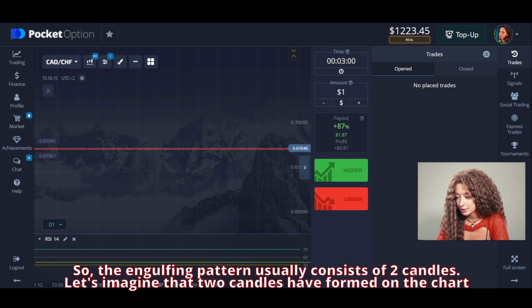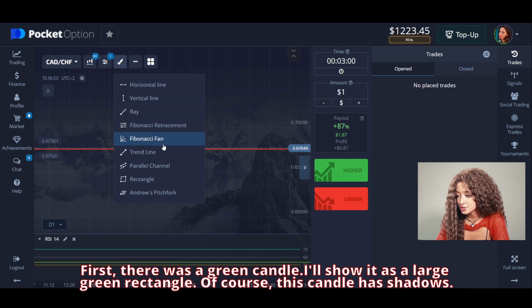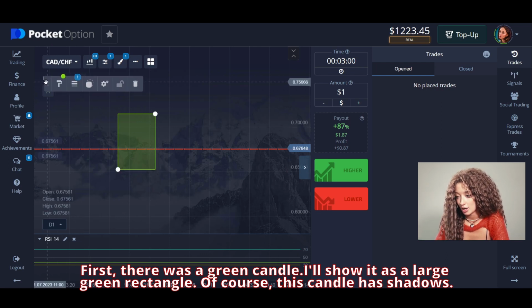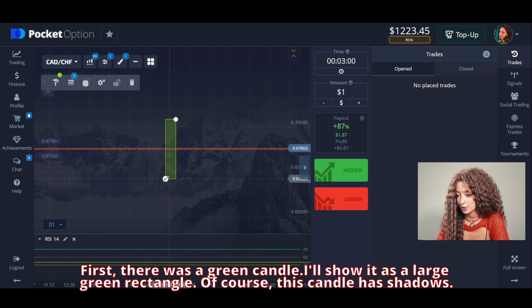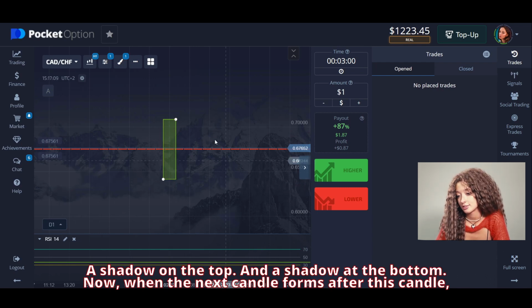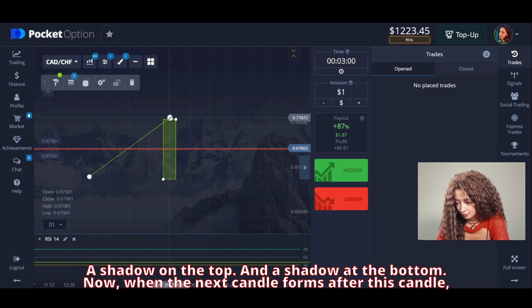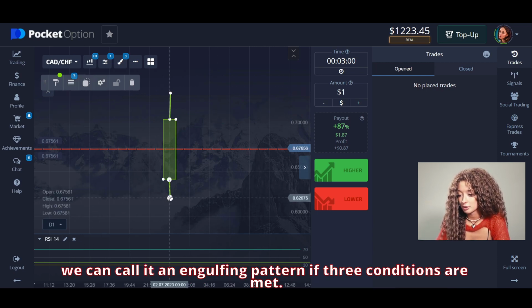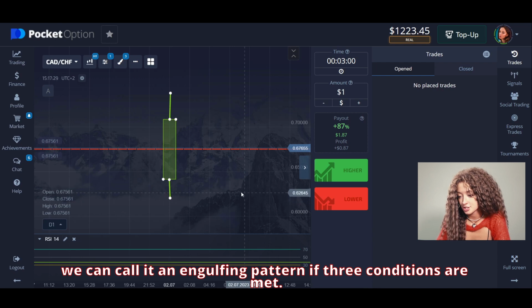The engulfing pattern usually consists of two candles. Let's imagine that two candles have formed on the chart. First, there was a green candle. I will show it as a large green rectangle. Of course, this candle has shadows, a shadow on the top and a shadow at the bottom. Now, when the next candle forms after this candle, we can call it an engulfing pattern if three conditions are met.